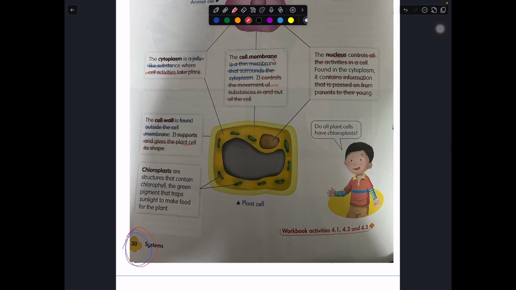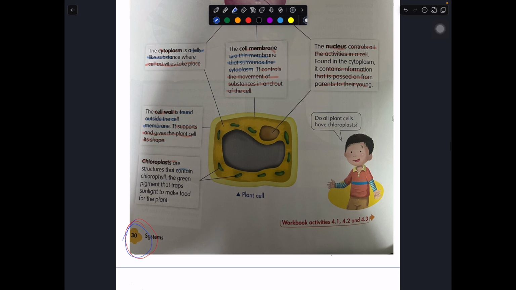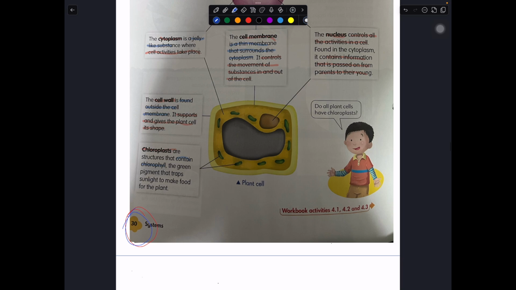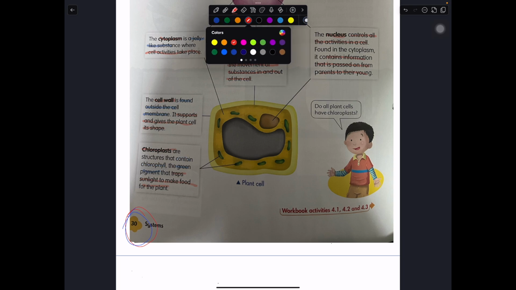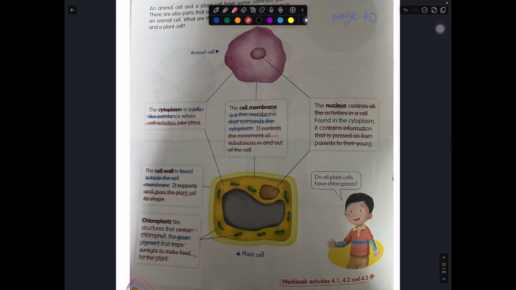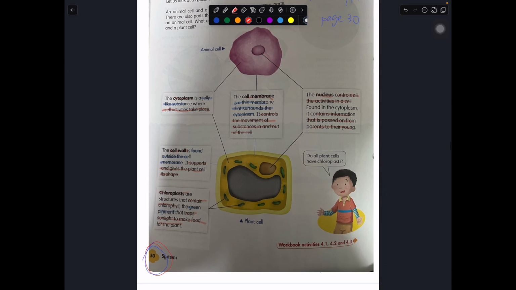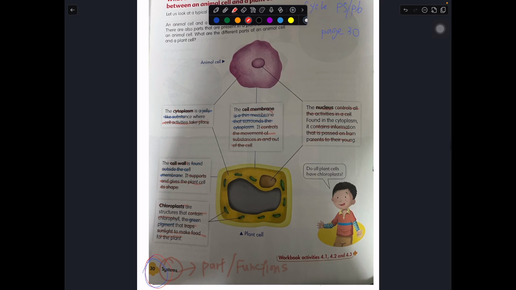Okay, so chloroplasts is actually the structure that contains chlorophyll. Again, this part is more like a description. Okay, it's a green pigment that traps sunlight to make food. Okay, wait, maybe this is more of a function. Contains chloroplasts that trap sunlight to make food. Okay, so this really clearly lines out what is the cell, what are the parts and the functions. So whenever it comes to systems, right, parts and functions are very important. Actually they are the basis of how to study these topics.